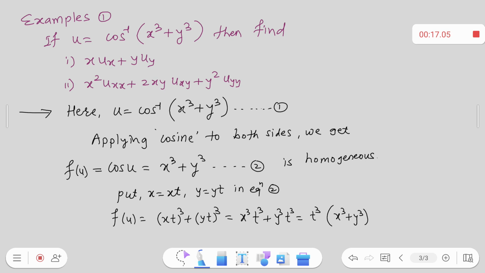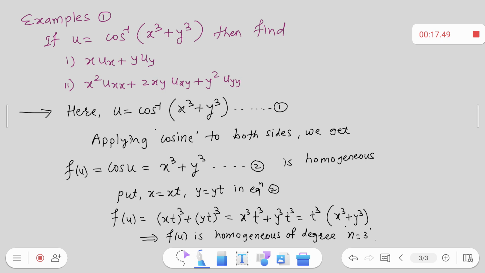So here we get a function of u after the substitution: f of u is equal to t cube into the function of u. What is the power of t here? 3. So what is the degree? f of u is homogeneous of degree 3. n is equal to 3. Now once we have the degree of the homogeneous function, use Euler's theorem for first order as well as for second order.